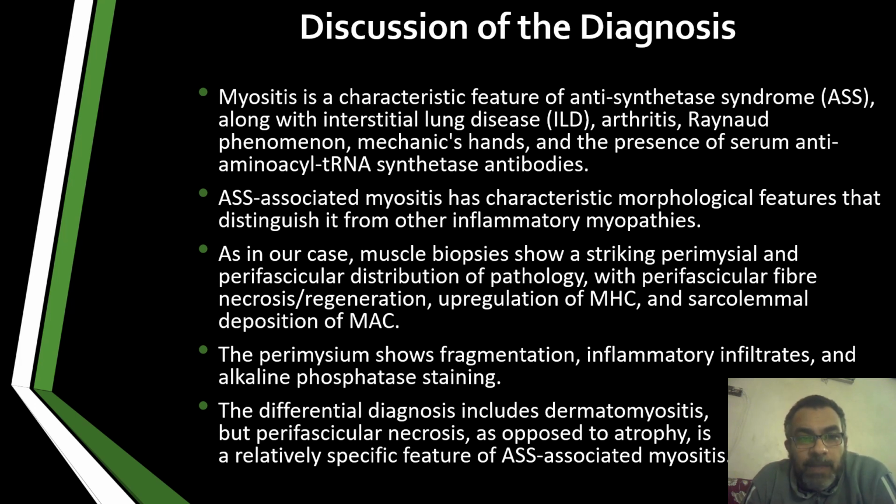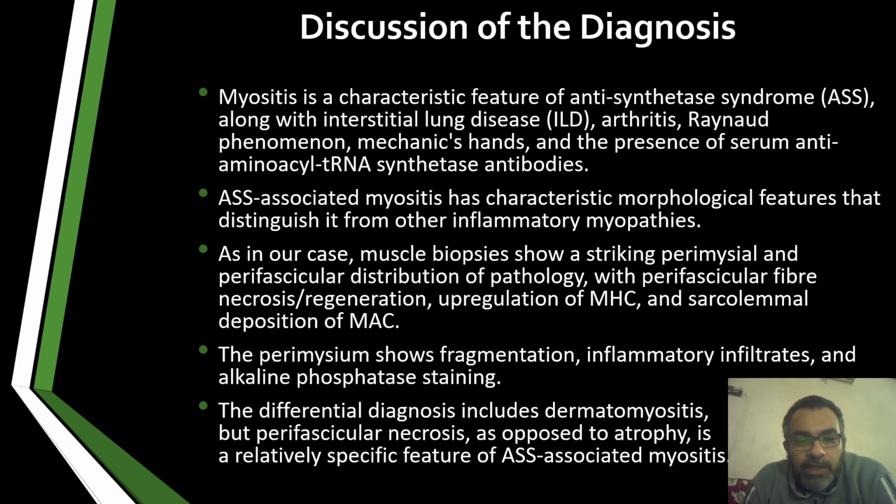Discussion of the diagnosis. Myositis is a characteristic feature of anti-synthetase syndrome, ASS, along with interstitial lung disease, arthritis, Raynaud's phenomenon, mechanic's hand, and the presence of serum anti-aminoacyl tRNA synthetase antibodies. ASS-associated myositis has characteristic morphological features that distinguish it from other inflammatory myopathies. As in our case, muscle biopsies show striking perimysial and perifascicular distribution of pathology, with perifascicular fiber necrosis, regeneration, upregulation of MHC, and sarcolemmal deposition of MAC. The perimysium shows fragmentation, inflammatory infiltrates, and alkaline phosphatase staining.